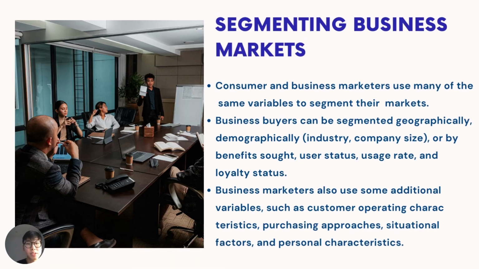Moving to segmenting business markets. Consumer and business markets use many of the same variables to segment their markets. Business buyers can be segmented geographically, demographically, like by industry or company size, or by benefits sought, user status, usage rate, and loyalty status. Business markets also use some additional variables such as customer operating characteristics, purchasing approaches, situational factors, and personal characteristics.